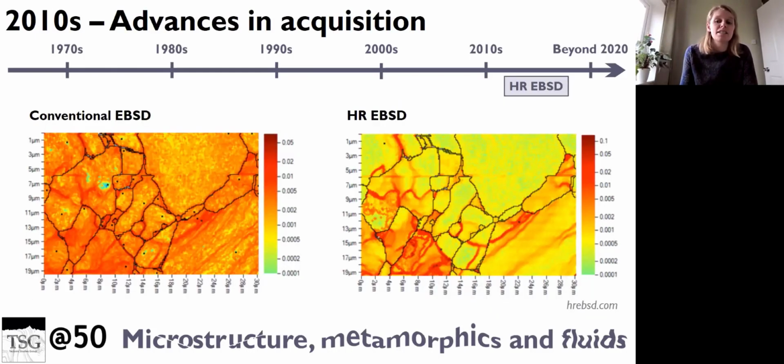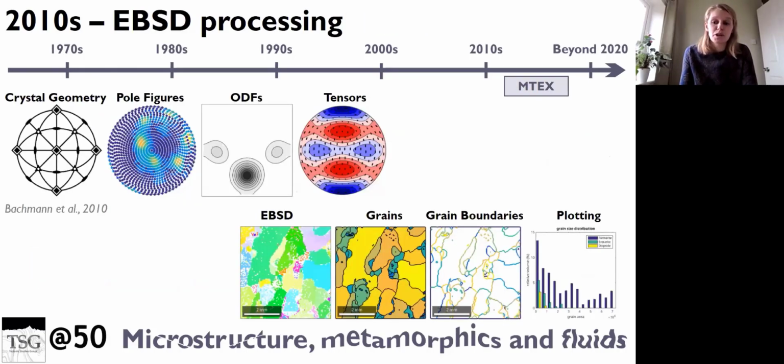And in the last decade, the recent development of high angular resolution EBSD, or HR-EBSD, being applied to geology provides a rigorous quantitative measure of residual strain. And the MTEX toolbox has opened up texture analysis of EBSD data, and it is now more accessible than ever.